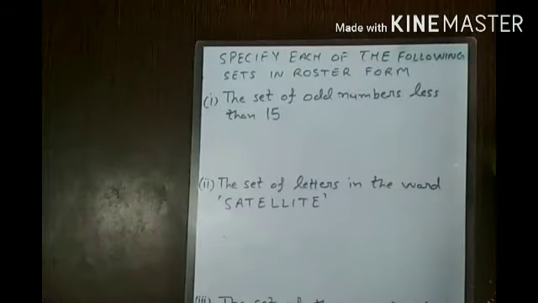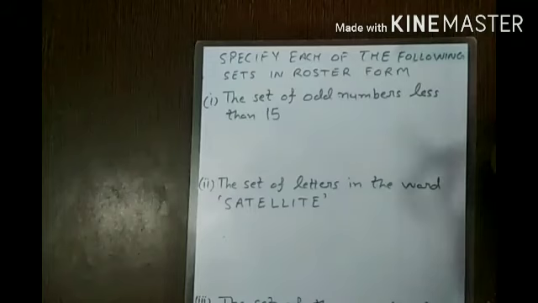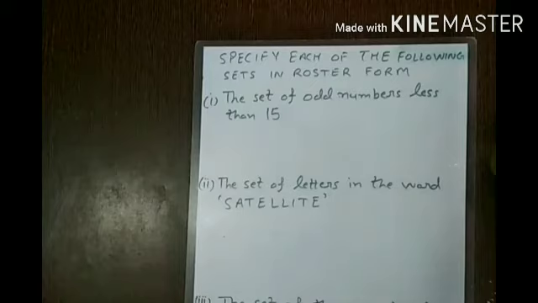In this video we are going to learn how to specify the given statement of a set in roster form. What is the roster form? A roster form is that form in which the elements of the set are written within braces and separated by commas. It means when we represent the elements in their actual form, that is called their roster form.